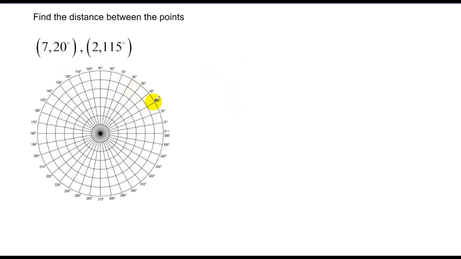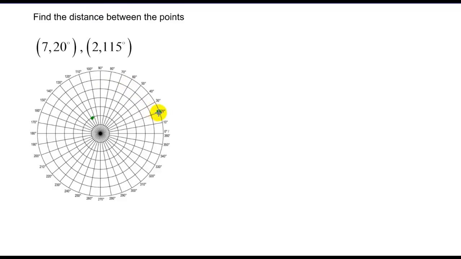So in this next problem, we're asked to find the distance between 2 points. So here's 7 and 20. So we'll count out 1, 2, 3, 4, 5, 6, 7, and 20 degrees. And 2 and 115. So 2 out. Go around. Here's 115. So we want to find the distance between these 2 points.